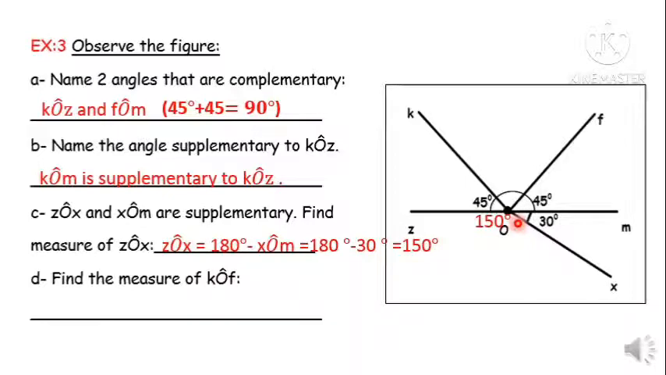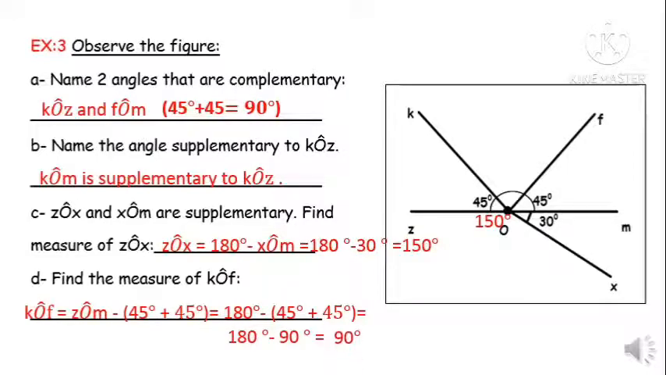Now find the measure of KOF. Similarly, all of it is 180 degrees. I have the measure of these two angles, which are 90. So this one is 180 minus 45 plus 45, which is 180 minus 90 to give me 90 degrees. Okay? Because ZOM is a straight angle.